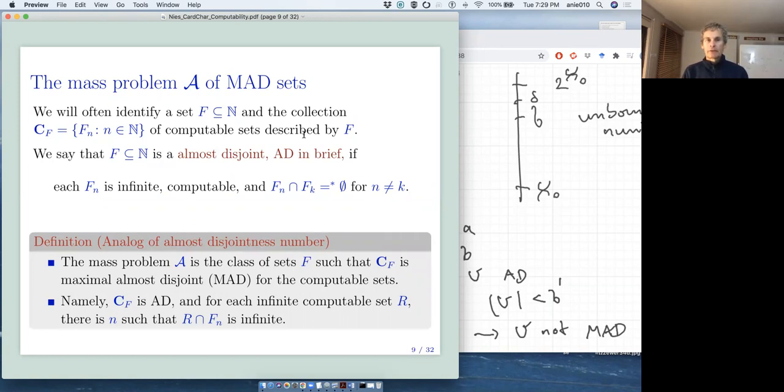Once again, almost disjoint means any two distinct sets have finite intersection, and now I identify collections often with the set describing the collection via the columns. So I say F is almost disjoint if the described collection is almost disjoint, and I only want sets where all the columns are computable. So I want to say that each Fn is infinite computable, and for n unequal k, Fn and Fk have finite intersection. Given that, the mass problem A is all the sets F, so that Cf is maximally almost disjoint for the computable sets. That means I cannot find another infinite computable set that would have finite intersection with all the Fn's. It has to hit one of the Fn's infinitely.